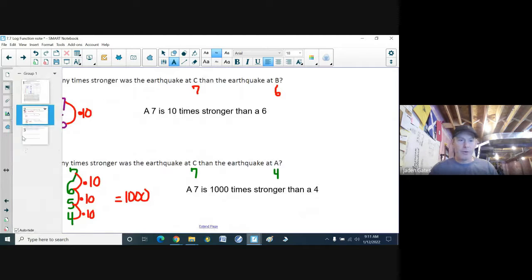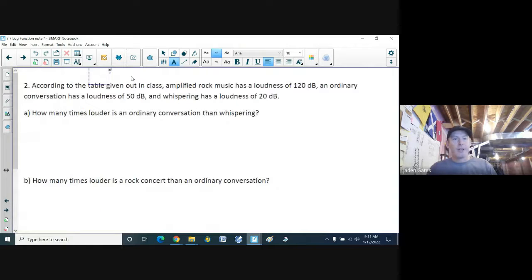Which leads me to next up. According to that table that I just looked at, where I'm just going to give you the values anyways, rock music has a loudness of 120 decibels. An ordinary conversation has a loudness of 50 decibels, and whispering has a loudness of 20. How many times louder is an ordinary conversation than whispering? So our ordinary conversation is a 50, and whispering is 20.